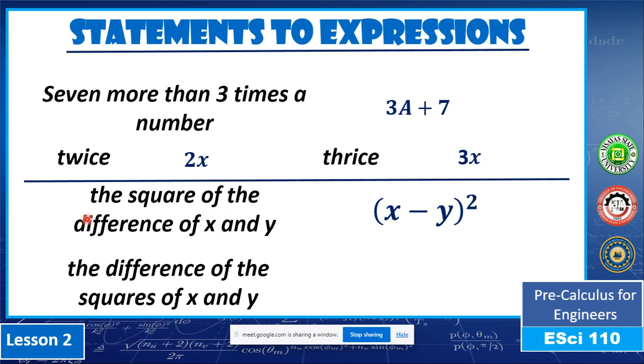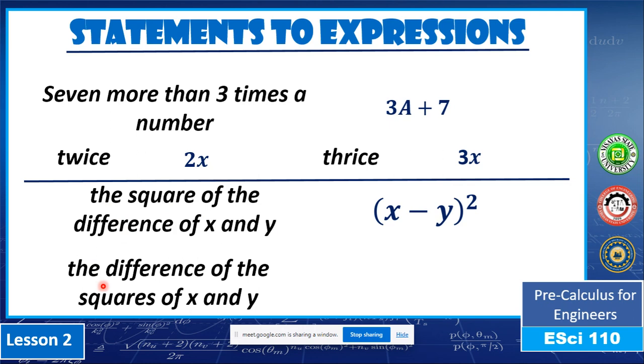But it says the square of the difference, so the next condition is the difference of x and y. So inside the square is x minus y. It is (x minus y) squared. It cannot be x squared minus y squared, because it's a different thing. You should work from left to right.